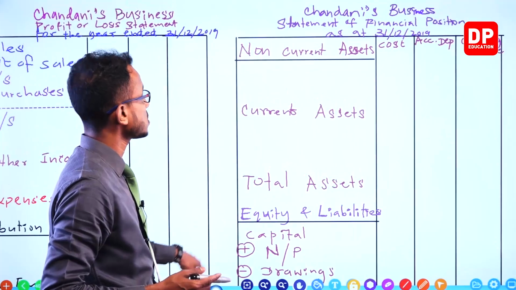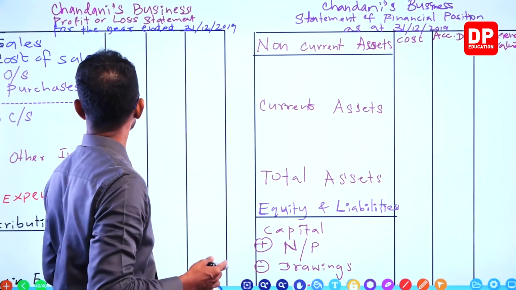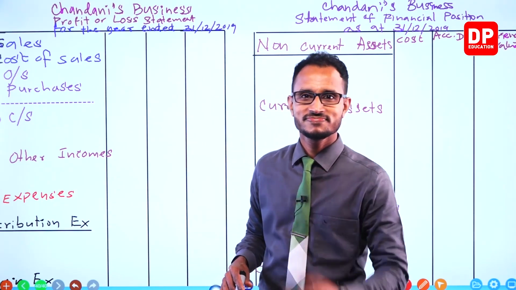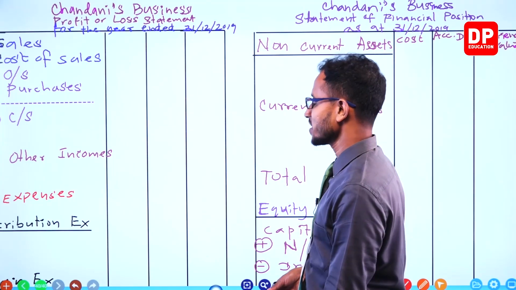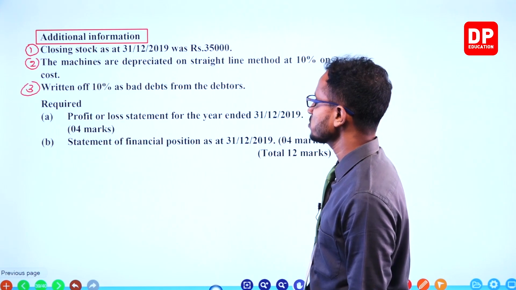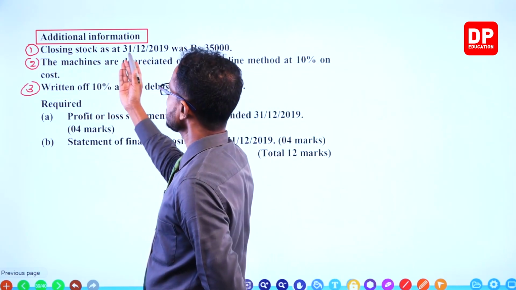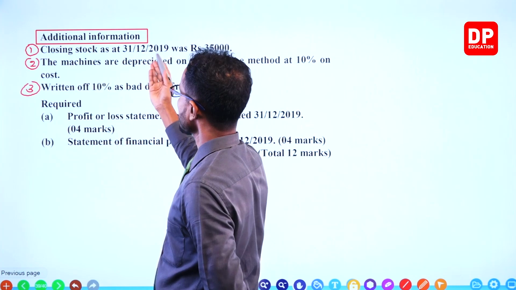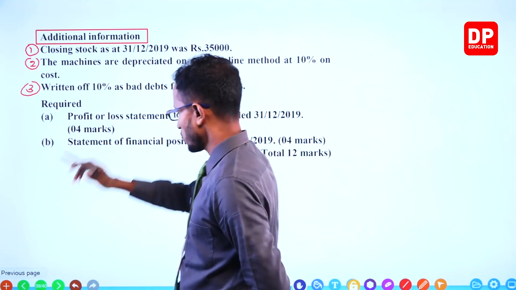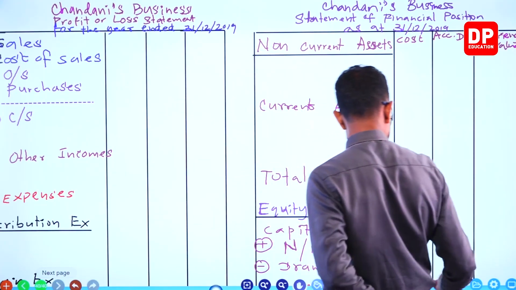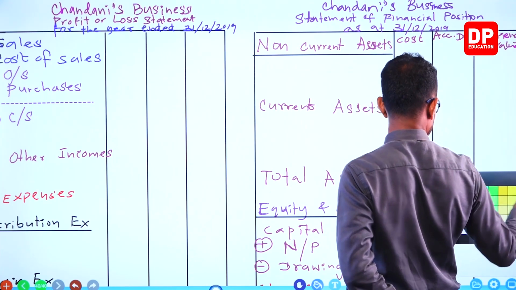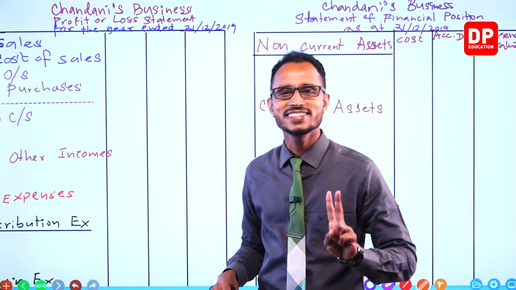All right. Let's start with the additional information on the other side. In the question, we get additional information. Number 1, closing stock on 31st December 2019 is 35,000. Go and record the closing stock. We already know that every additional information must go to both statements.